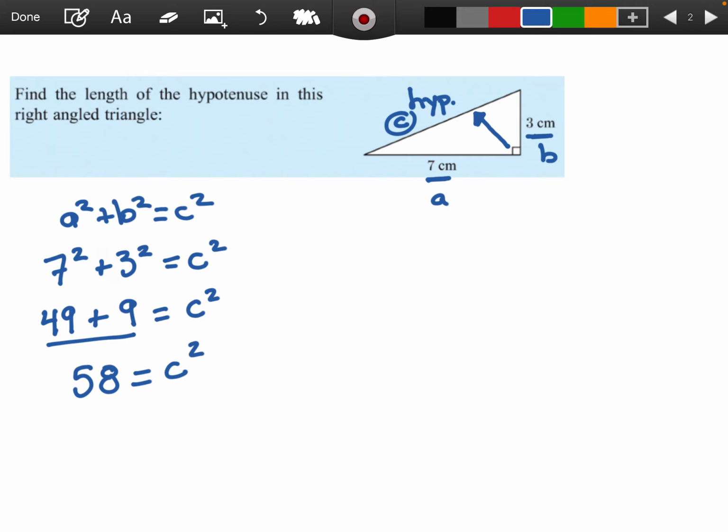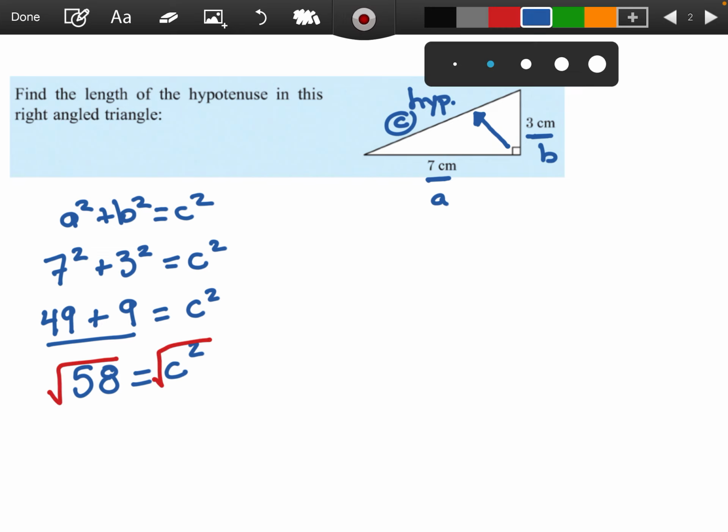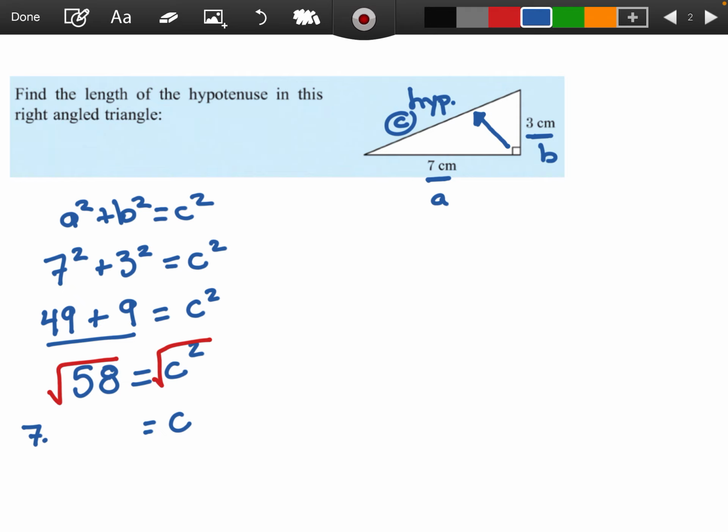And then to figure out what just c is, I have to do the inverse operation of squaring. So the inverse operation of squaring is to take the square root. So I'm going to take the square root of both sides, which leaves me with just c on the other side. And then I would go to my calculator, find the square root of 58, and I find that to be 7.61577, and then there's some more digits there.